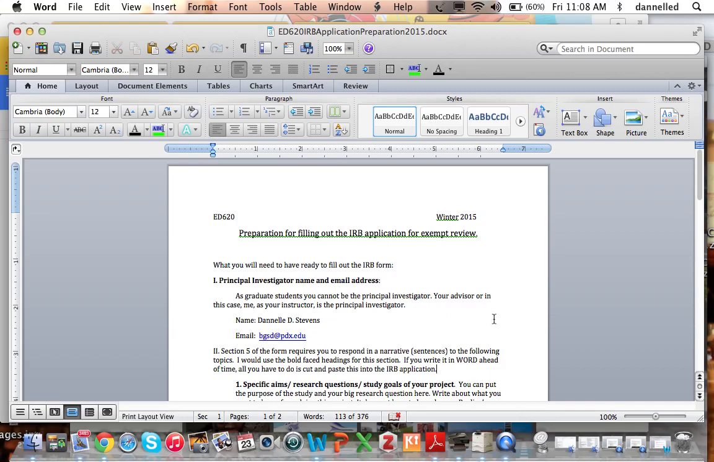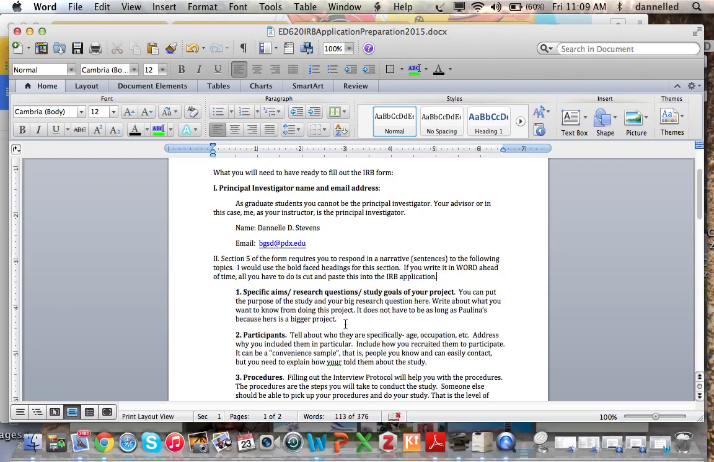I will put this on the D2L, but call this Preparation for Filling Out the IRB Application for Exempt Review, which is what you will be asking for, exempt review. First of all, the form will ask for the principal investigator name and email address. As graduate students, you cannot be the principal investigator. Your advisor, or in this case me as your instructor, is the principal investigator. You are considered the co-investigator.